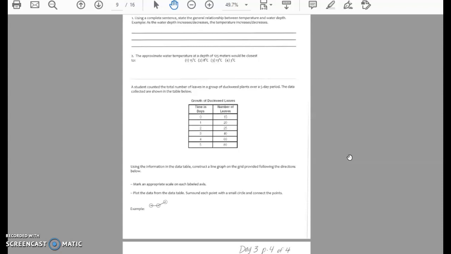Okay, it's going to run right through 125 meters, even though it wasn't a point. Which one is closest? Which of these 4 points is closest to what you would expect?